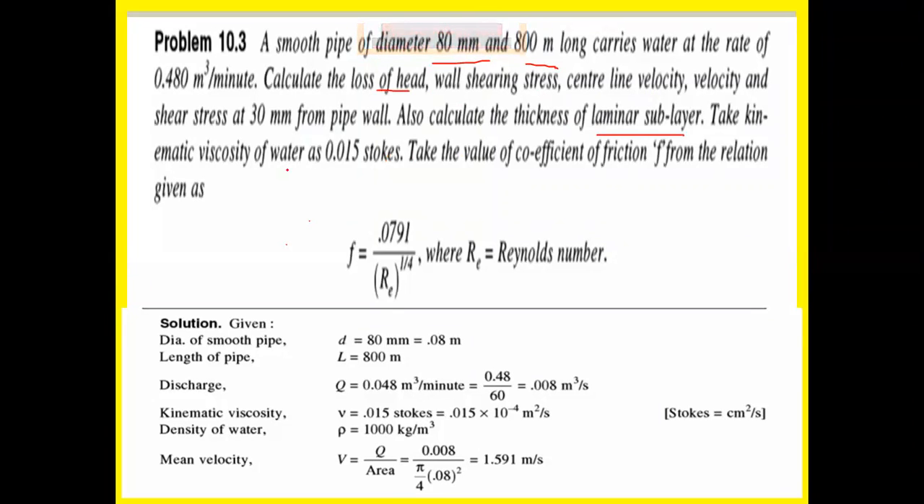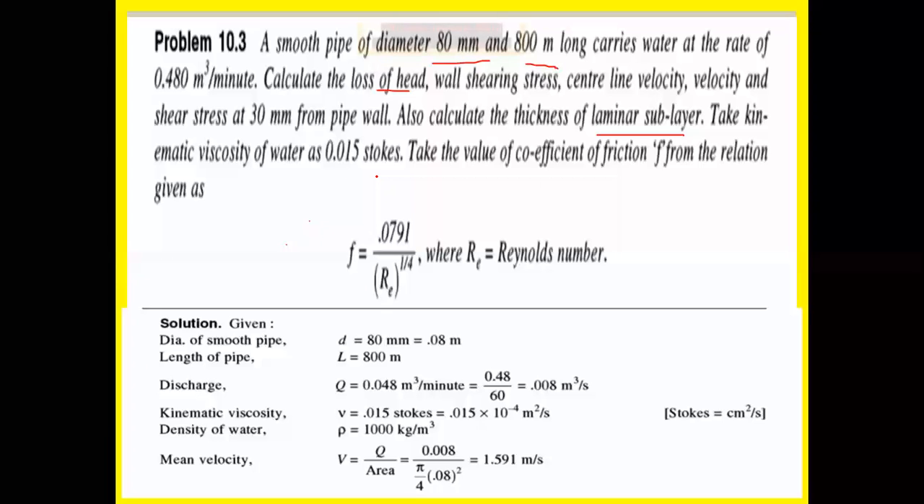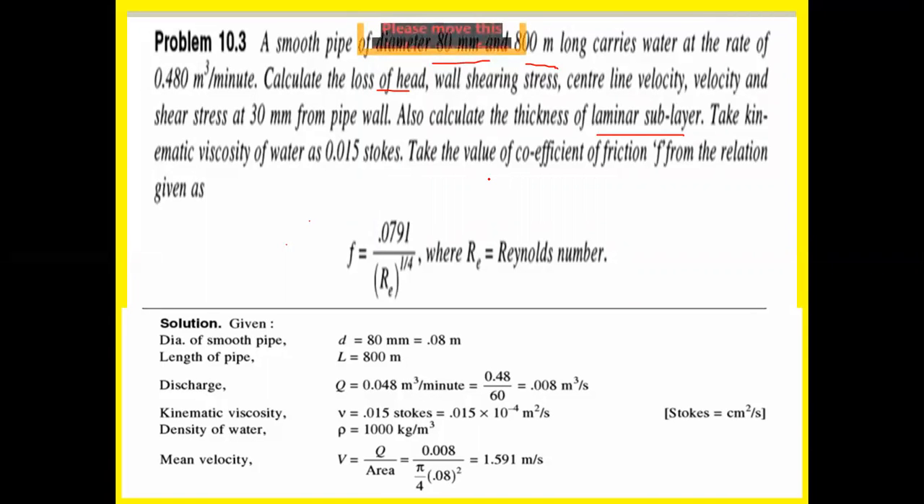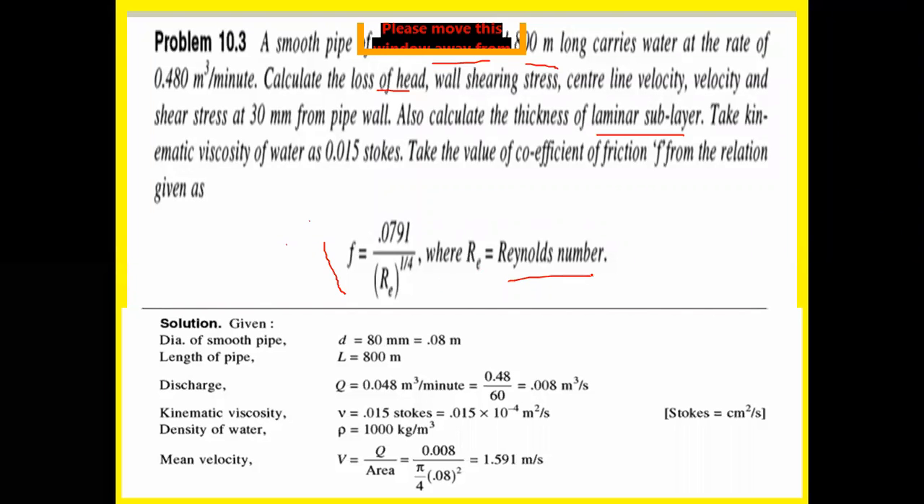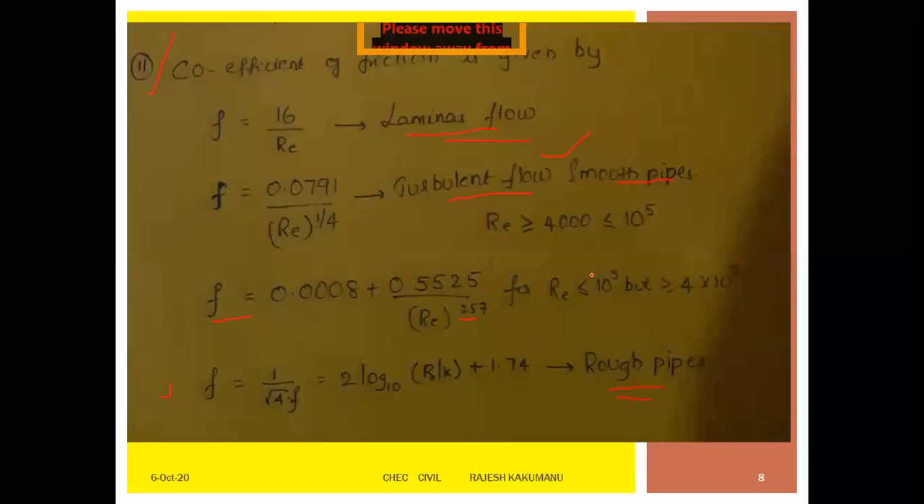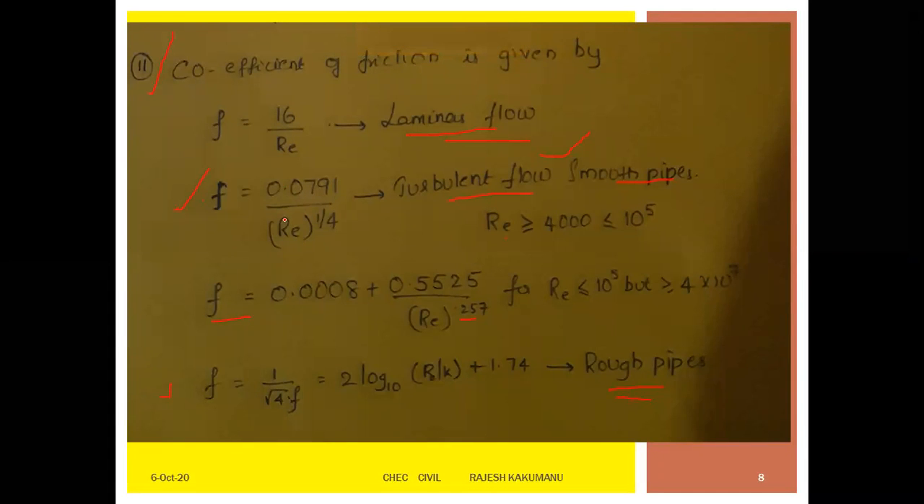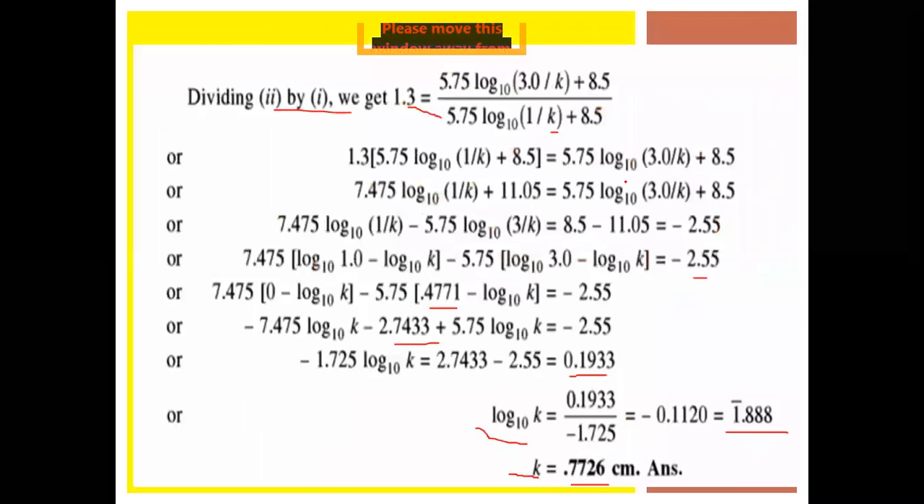Take the kinematic viscosity of water as 0.015 Stokes. Take the value of the coefficient of friction f from the relation given as f is equal to 0.0791 divided by Re to the power 1/4, where Re is the Reynolds number. Here the f value is already given to us. I have written this formula here, see here. It is already a formula we know, but they have given it in the question itself. So 0.0791 divided by Re to the power 1/4 is for turbulent flow in smooth pipes, and we have to analyze. You have to keep this in mind.